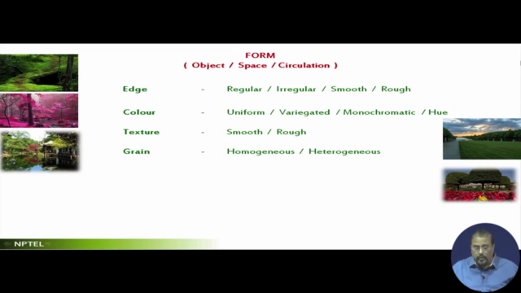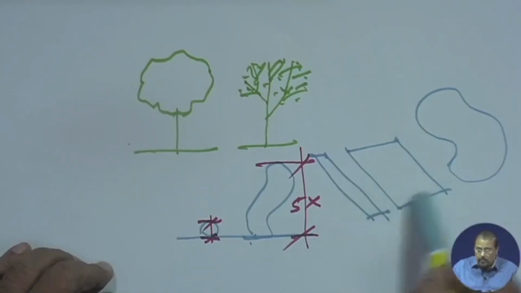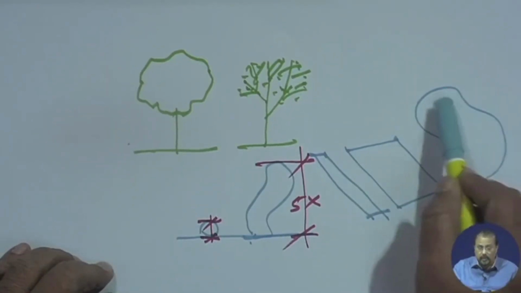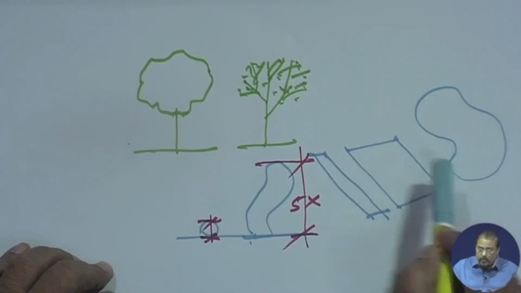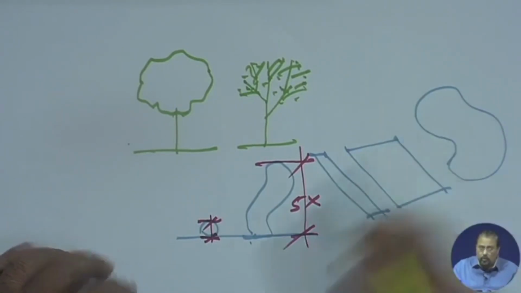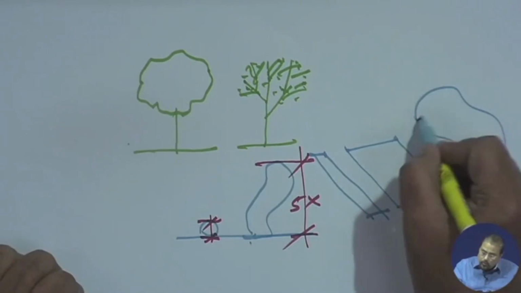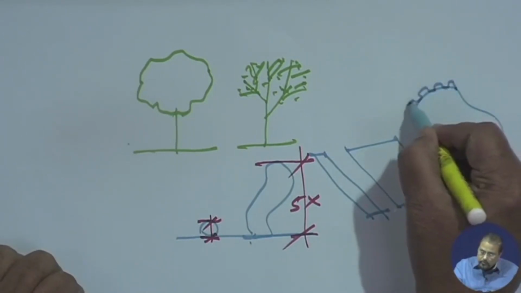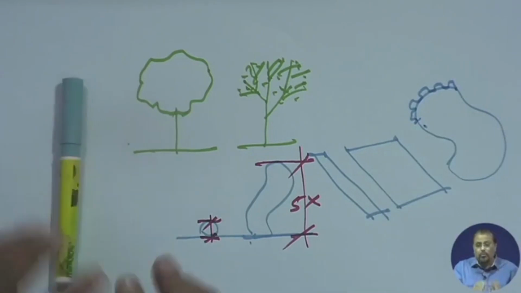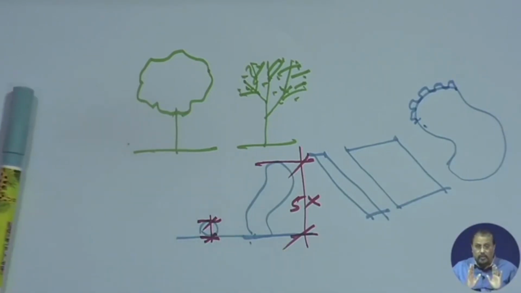I'll go quickly through this. It is edge, color, texture, grain. Whether it is regular edged or irregular edge or smooth. So basically it is referring to this part of it. Look at the paper. This is the edge that they are looking into. Whether it is regular, irregular, smooth or rough. So the point is what kind of edges you give, that is the kind of design that you are going to view.